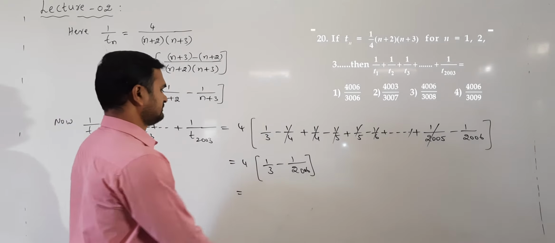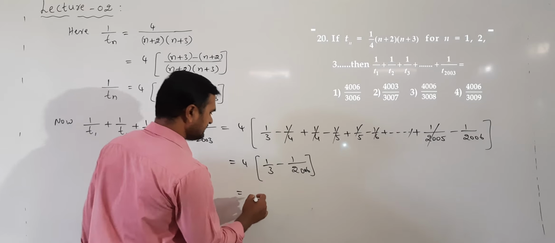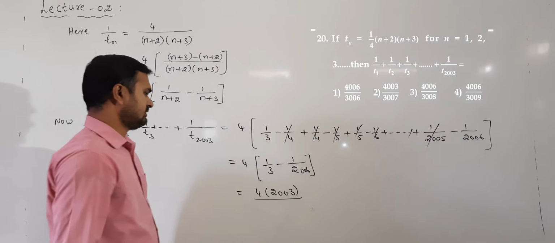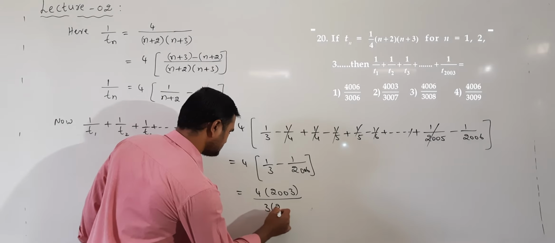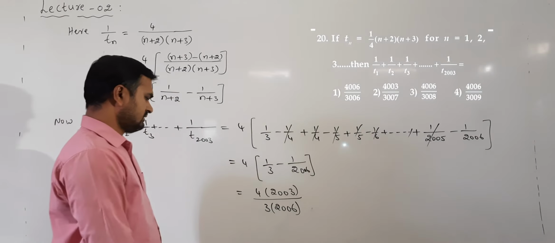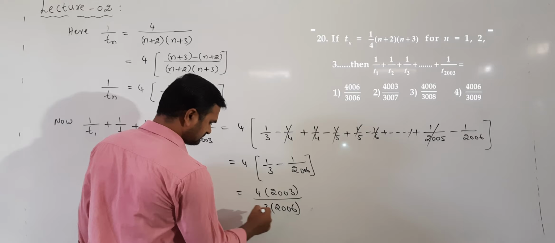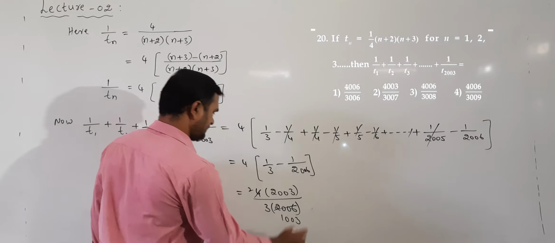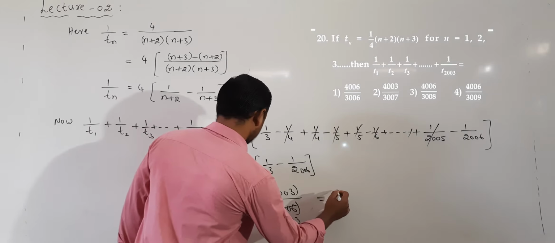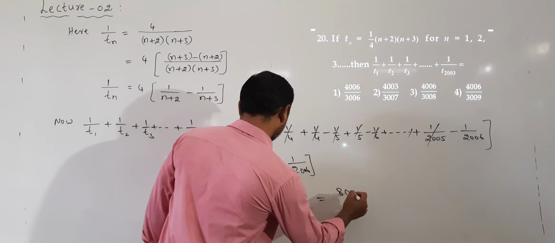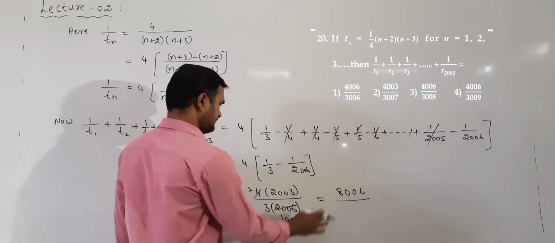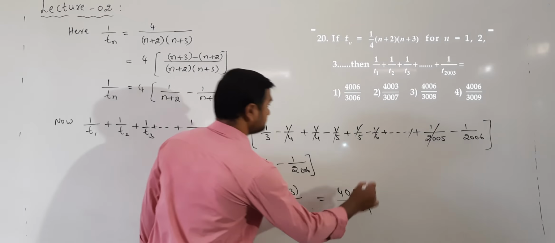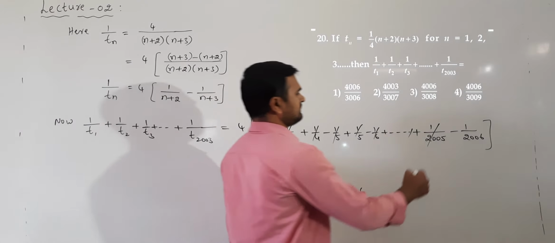So the remaining part is 1 by 3 minus 1 by 2006. Taking LCM, we will get 2006 minus 3 in the numerator, so this is 4 into 2003 divided by 3 into 2006. So what can we cancel here? 2 we can cancel 2 times. So the required answer will be 4006 divided by 3009. So the fourth option will be correct.